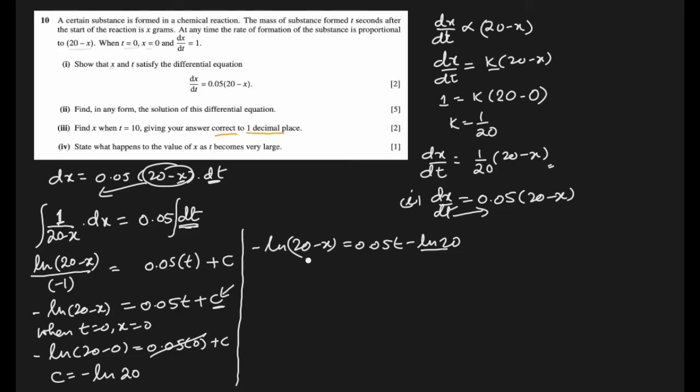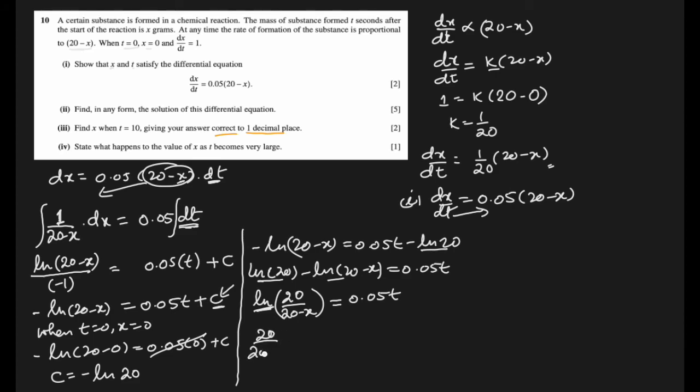Let's bring ln 20 to the left side so that ln and ln can club together. So ln 20 minus ln 20 minus x equal to 0.05 t. If we want to merge these two, they will become one natural log, but since they are subtracting, the contents will divide. Equal to 0.05 t. Now if I want to get rid of ln, just like question number 9, we'll be left with 20 over 20 minus x here, and the right side will become e to the power 0.05 t.